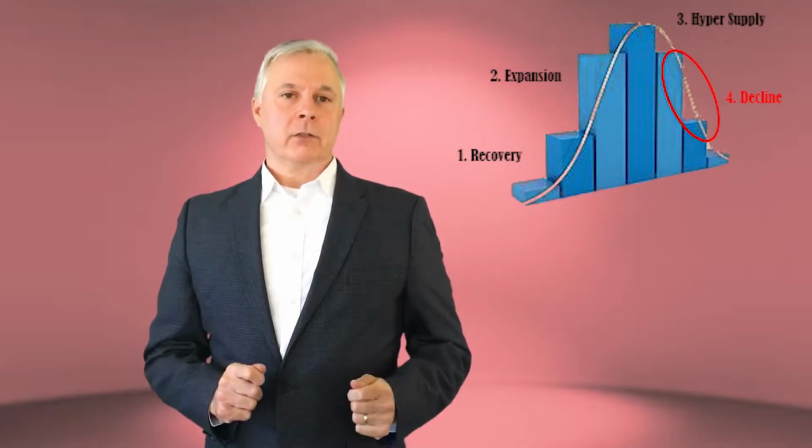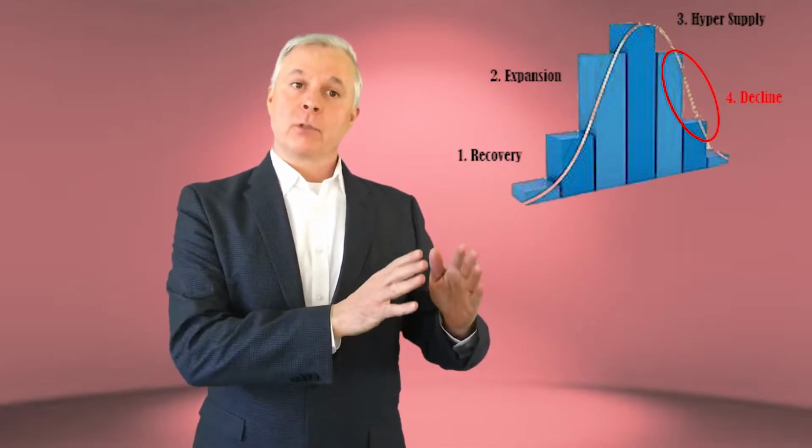For today's discussion, we will dive deep, highlighting a declining market. This is the buyer's market, phase one. The first graph shows the 4 market cycles: recovering, expanding, hypersupply, and declining market.